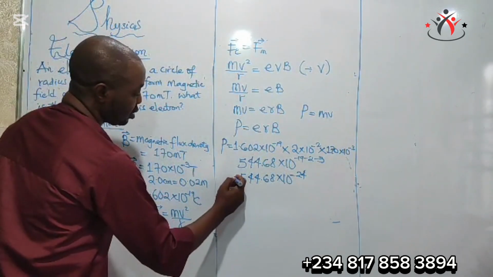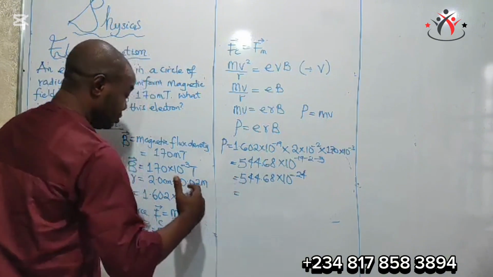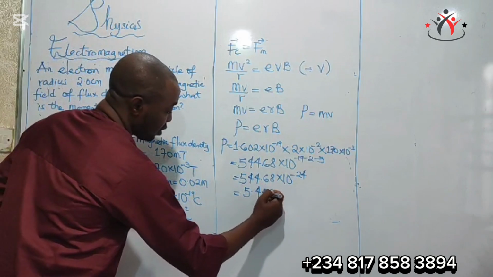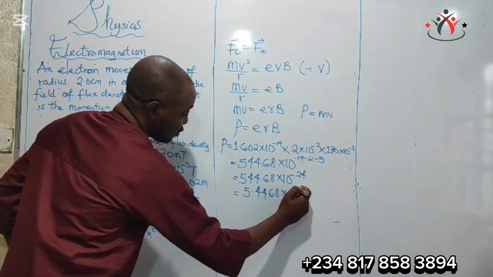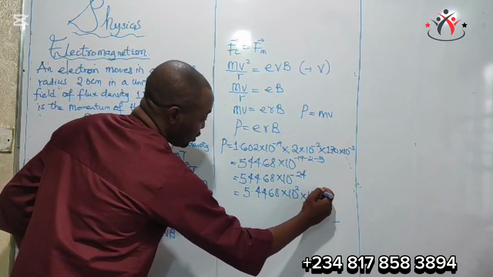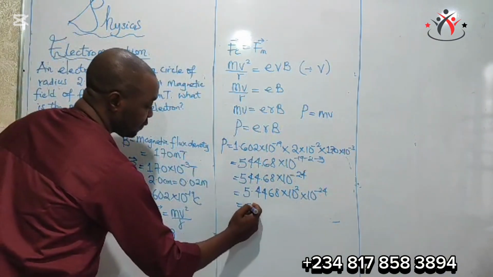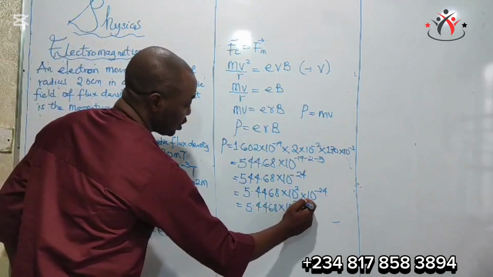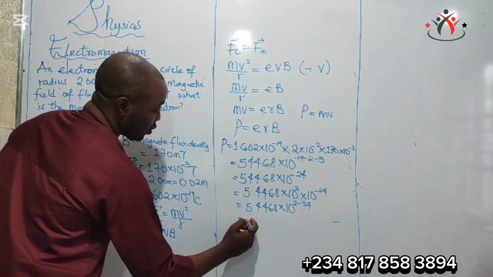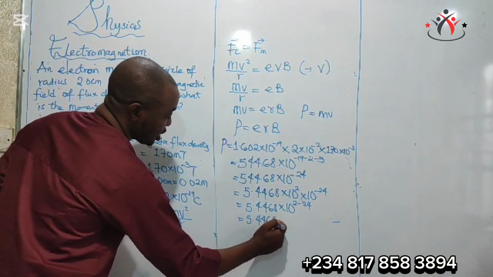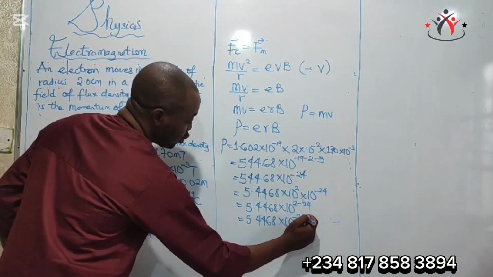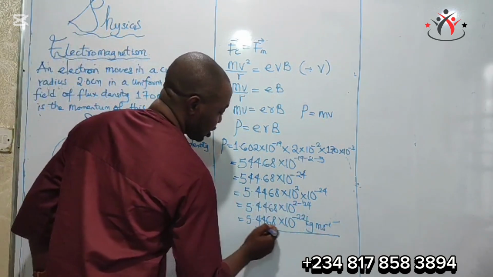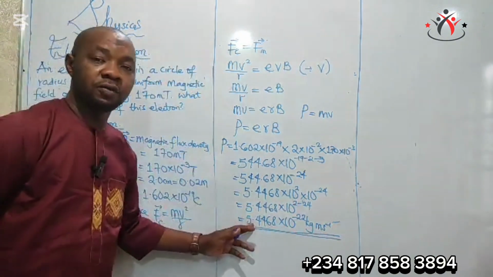Now when we write this in standard scientific notation, that will be 5.4468 times 10 to the power of 2 multiplied by 10 to the negative 24. And that will be 5.4468 multiplied by 10 to the negative 22, and the unit of momentum is kilogram meters per second. This is the momentum of the electron.